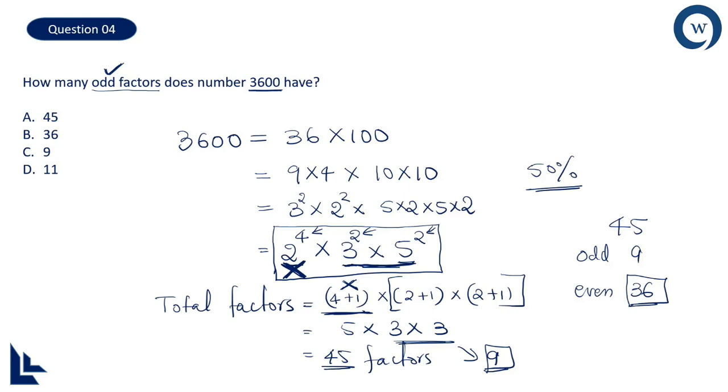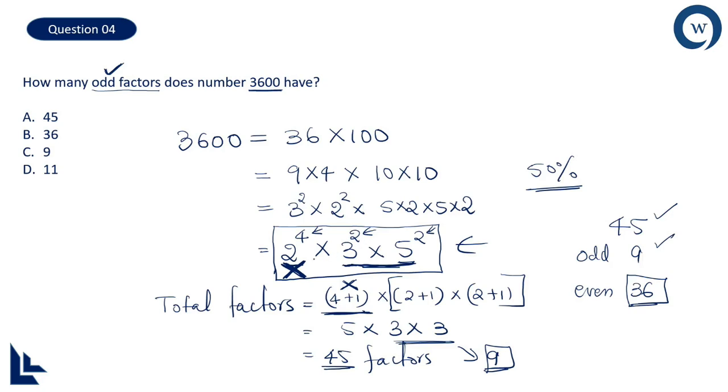Sir, if only even factors are asked, then we have to find out the total, then find out the odd, and then subtract. No, I'm not saying that. You will get the answer here itself. In this step itself, you will get the answer. What is the answer? Simple.